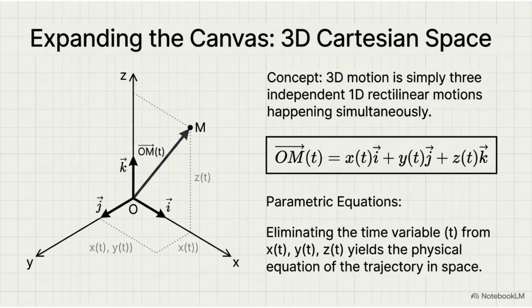Although the particle appears to move in a complex three-dimensional path, the motion can actually be viewed as three independent one-dimensional motions occurring simultaneously. Each coordinate changes according to its own function of time. By combining these three independent motions, we obtain the complete trajectory of the particle. If we eliminate the time variable from these equations, we obtain the geometric equation of the trajectory itself.